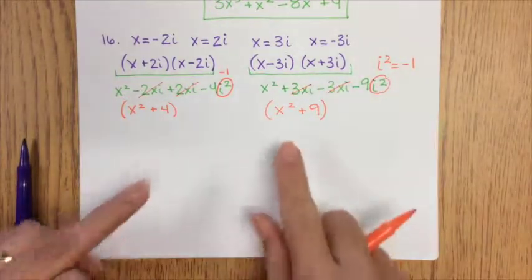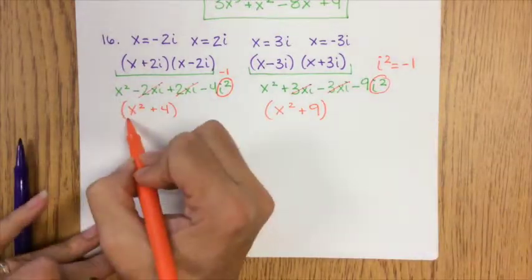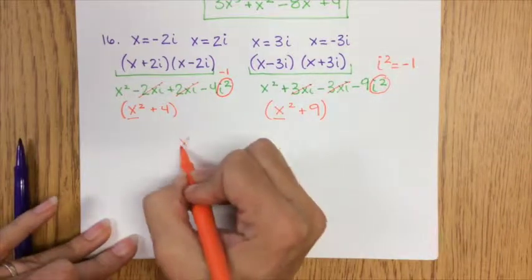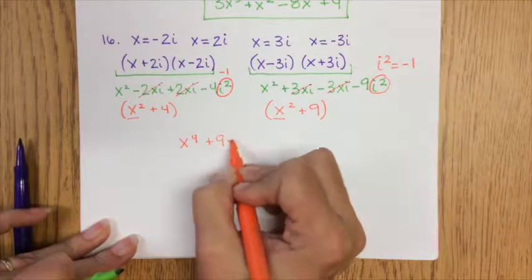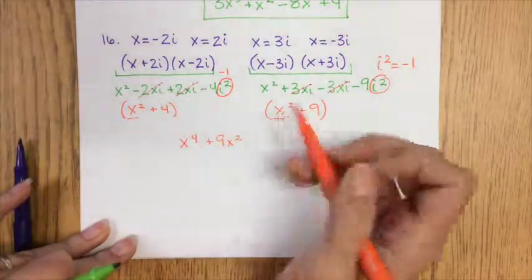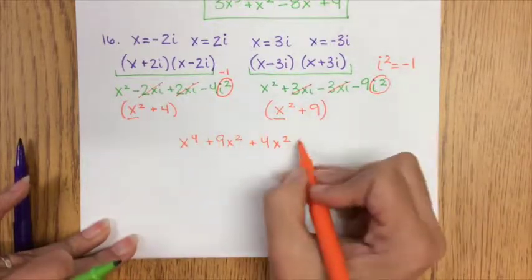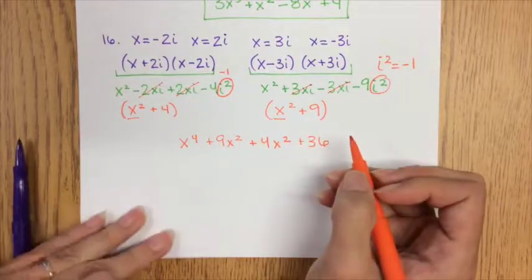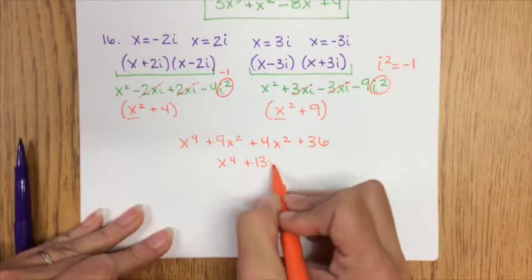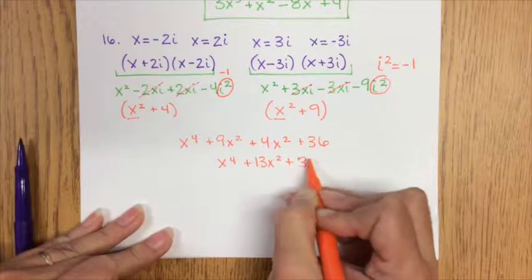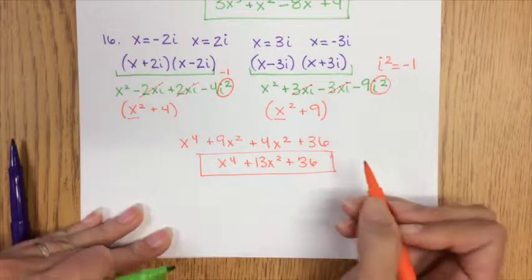And then we're going to multiply these two guys together right here. All right, last step. X squared times x squared is x to the 4th. X squared times 9 is plus 9x squared. 4 times x squared is plus 4x squared. And 4 times 9 is 36. Combine like terms, we end up with x to the 4th plus 13x squared plus 36. And that is our final answer, or our final polynomial.